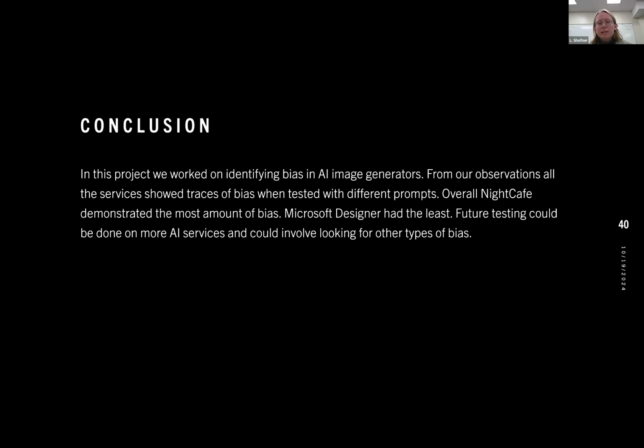Of course, further testing could be done on these because there were actually a lot more AI services that I did not include in here that I looked into. There were actually over 20 different ones, there's tons of image generation services. And then, of course, we could always look for other bias.